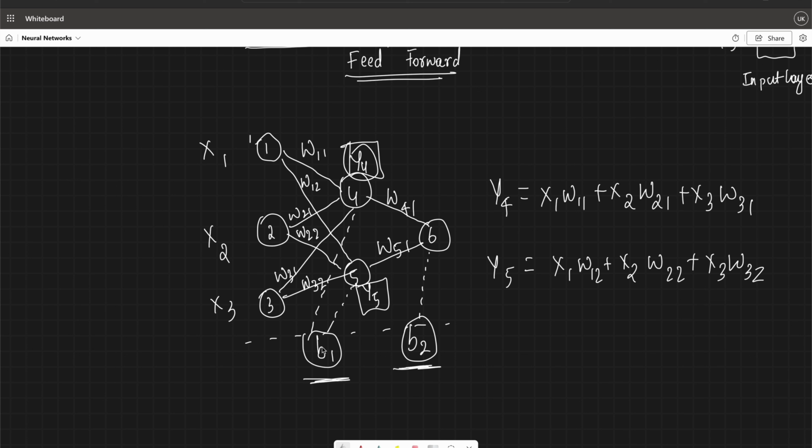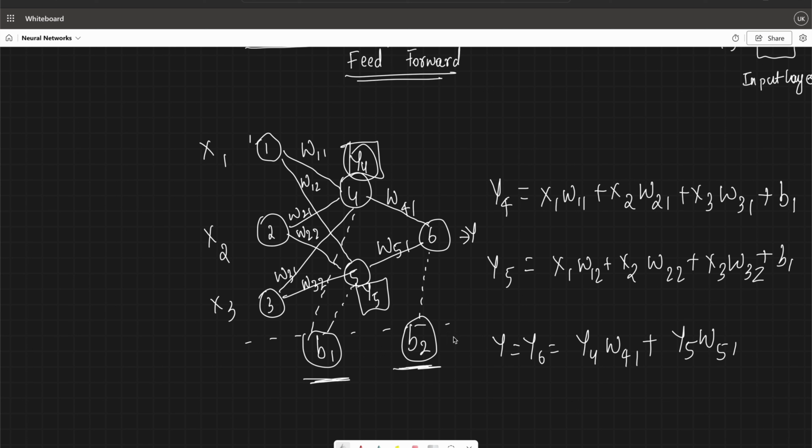In order to incorporate them, just add those biases at the end. Since B1 is going to node 4, it gets added there. And similarly, B1 also goes into node 5, so it just gets added there. Now finally, the final Y, which is the same as our Y6, if you want to name it that, is given by Y4 into W41 plus Y5 into W51.